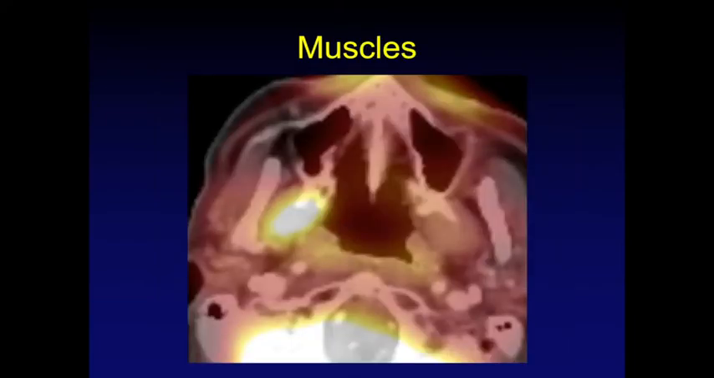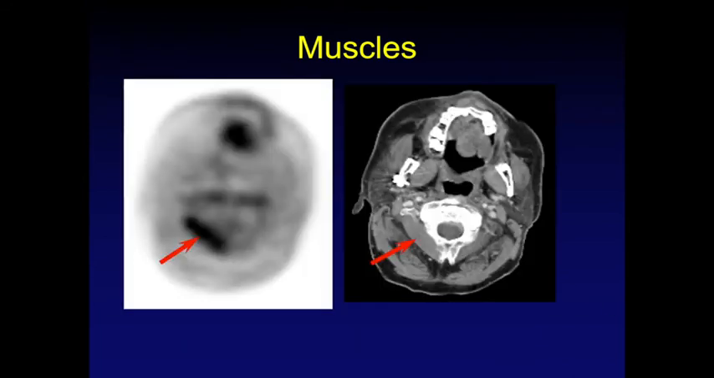How about muscles? Essentially any muscle in the head and neck can twitch during the uptake phase and cause increased FDG avidity above its counterpart on the other side or other muscles in the neck. But there are a few muscles that are particularly prone to doing this that should be very familiar to everybody. For example, the pterygoid muscles often have asymmetric uptake.